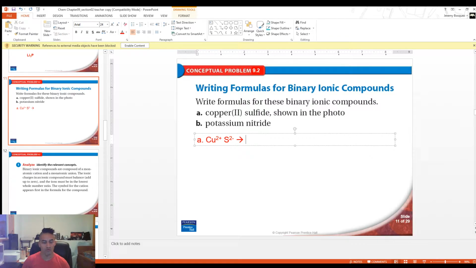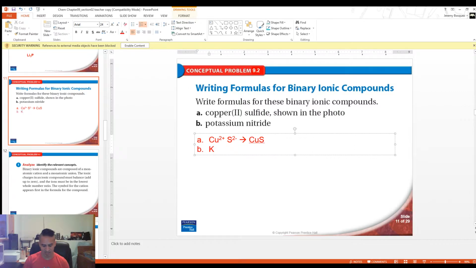Now, in order for this to work, we need to make sure the charge is balanced. Luckily for us, we have positive 2 and negative 2. Those are already balanced, so we only need 1 copper and 1 sulfur to pair with each other. So our chemical formula is going to be 1 copper and 1 sulfur, just CuS. We don't need to write the 1s because the 1s are implied. And that's it.